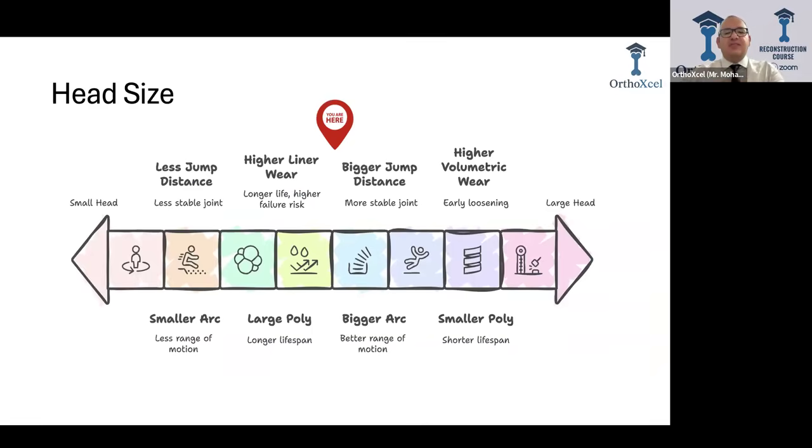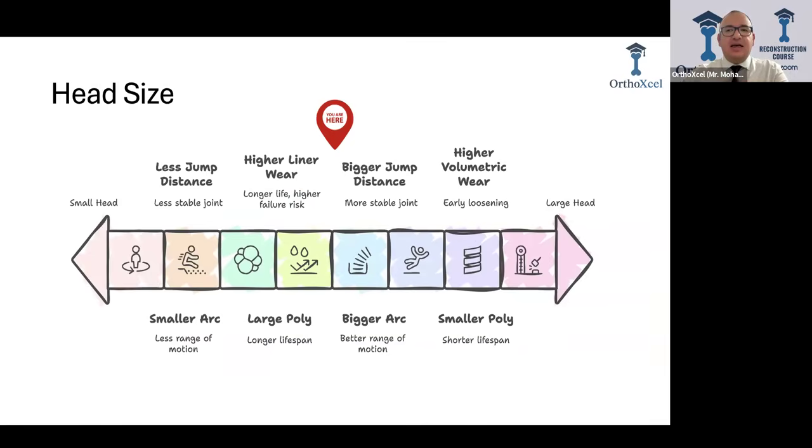So if you stop at this point, you need to think about what my patient needs. Am I in front of a young patient who needs a range of motion, who needs a longer life hip, who needs less risk of dislocation with extreme range of motion? I'm going toward a large head.